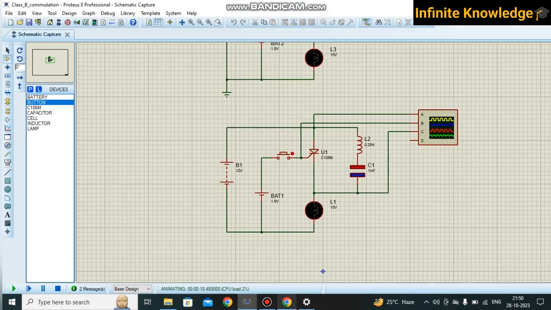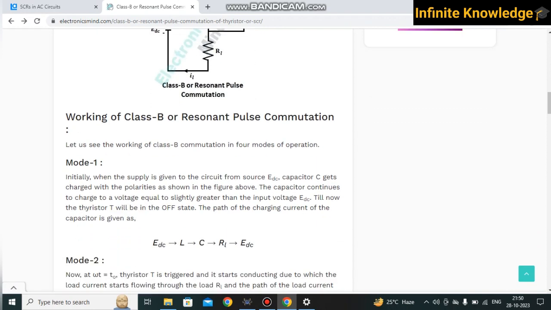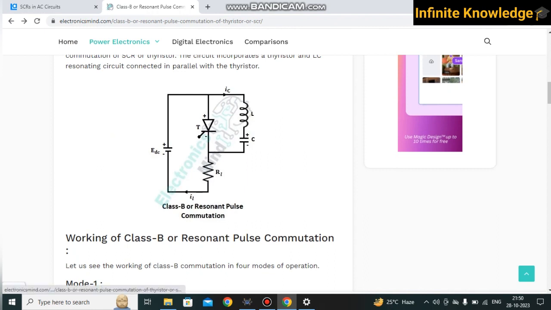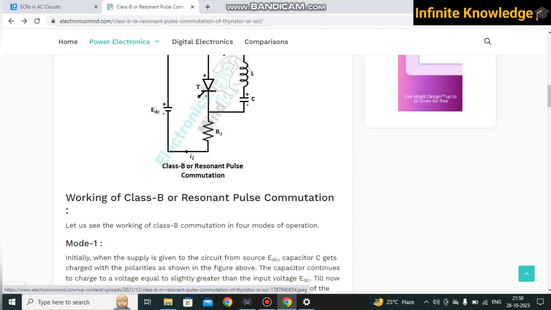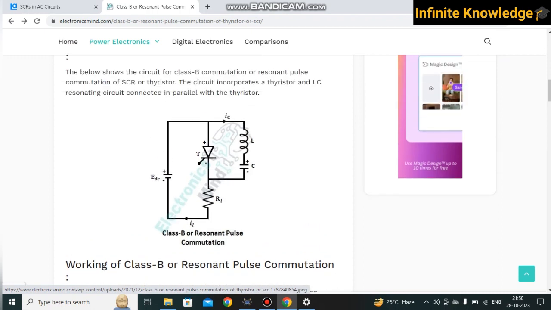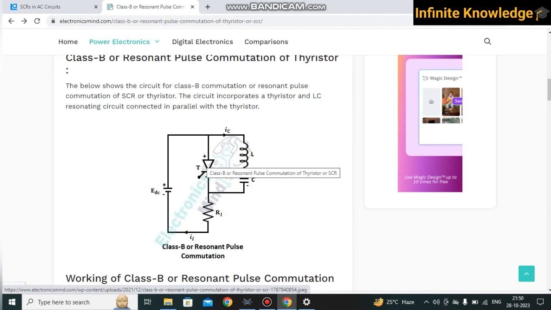Okay, and you can see in mode 1, our current flows from this path E, B, C to L, C, R, L, and my capacitor gets charged with this polarity. Once my capacitor gets charged, whenever I switch on the SCR or thyristor by an external pulse, the current flows from this path, and another current flows from C to L to T, this way.